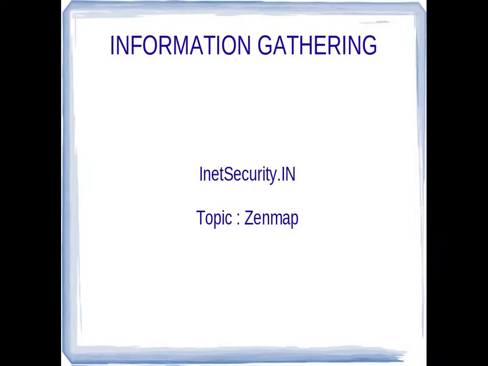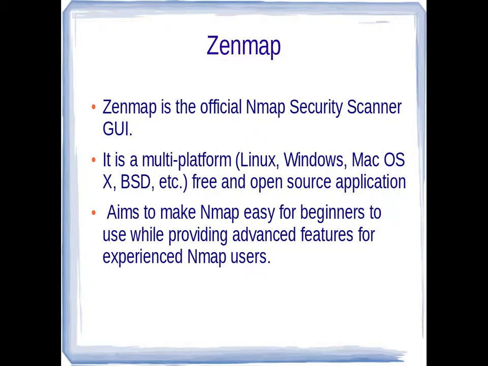I am Joshua Prince, and in this lecture we are going to see about information gathering, and the tool that we are going to use is Zenmap. So I'm going to give you a basic introduction about Zenmap. Zenmap is the official Nmap security scanner in the form of a graphical user interface, and it is a multi-platform tool. We can use it on Linux, Windows, Mac OS, and also any form of BSD versions. It is a free and open source application. The aim of Zenmap is to make Nmap easy for beginners to use while providing advanced features for experienced Nmap users.